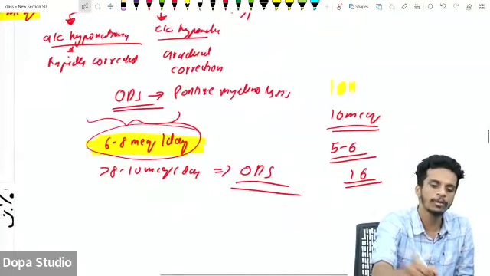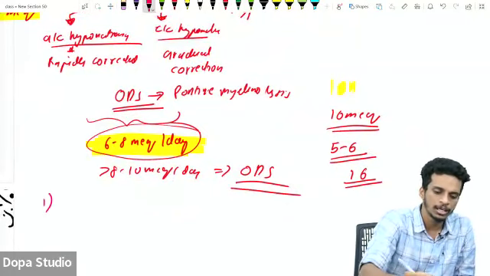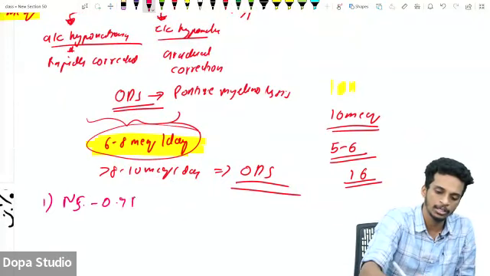Okay, so how will we treat hyponatremia? We have many methods. Usually we give only normal saline, because we know that normal saline contains 0.9 percent sodium chloride.